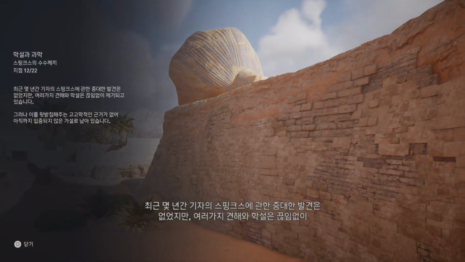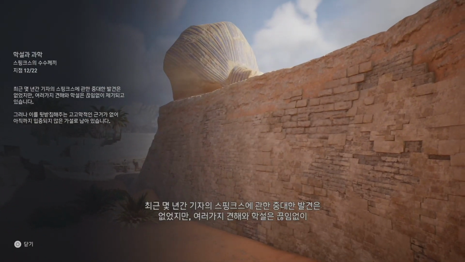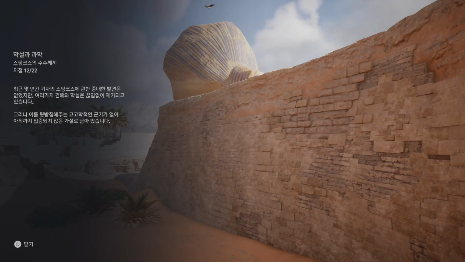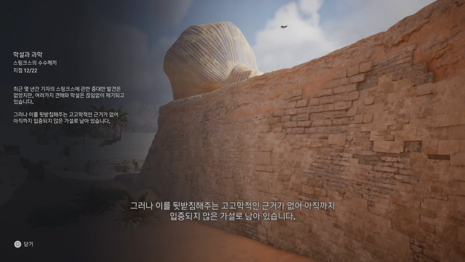While there have been no major discoveries pertaining to the Sphinx of Giza in recent years, theories and hypotheses continue to emerge. Without validation provided by archaeological sources, however, they remain unsubstantiated.